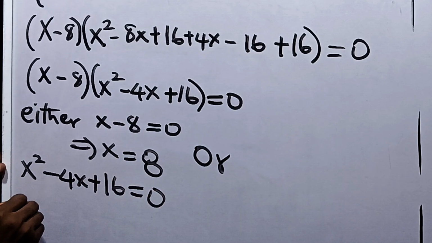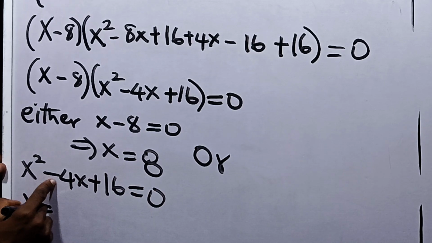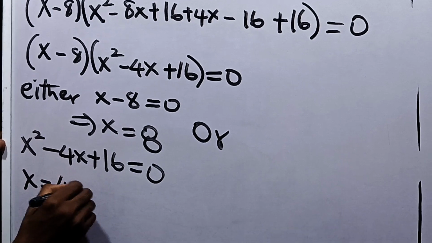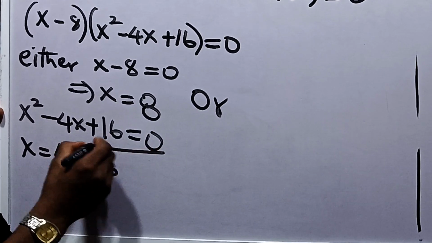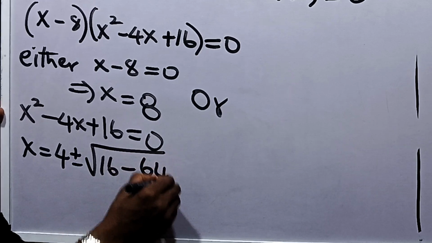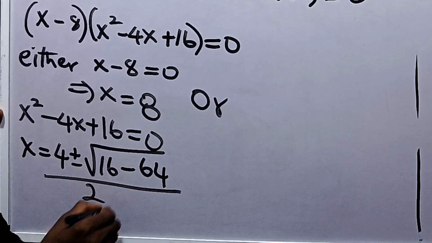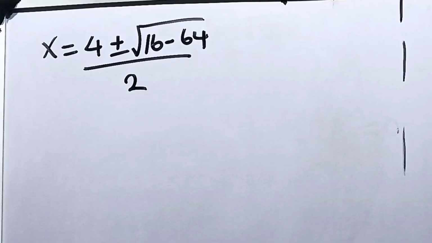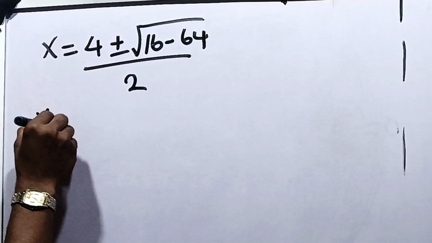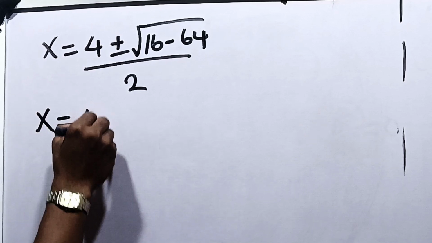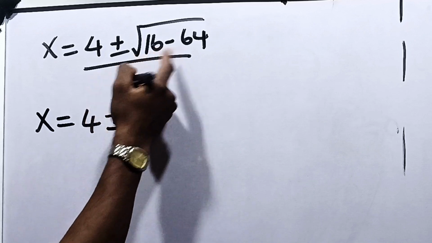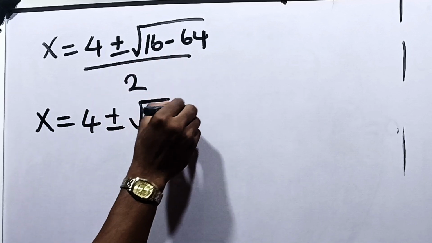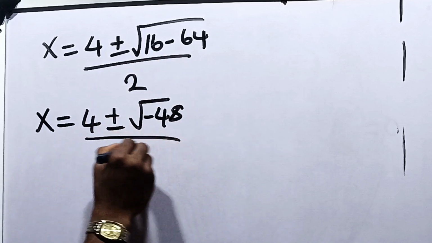So from here we are going to have that our x becomes equal to minus negative 4, which is 4, plus or minus the square root of 4 squared, which is 16, minus 4 times 16, which is minus 64, all over 2 times 1, which is 2. Moving on from here, x becomes equal to 4 plus or minus the square root of negative 48, all over 2.